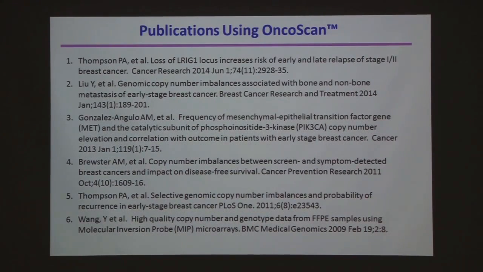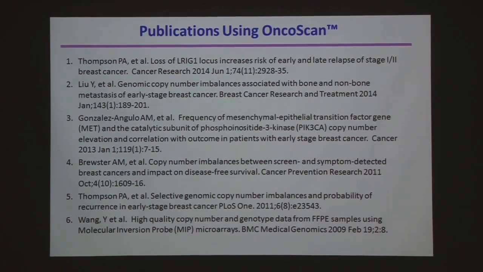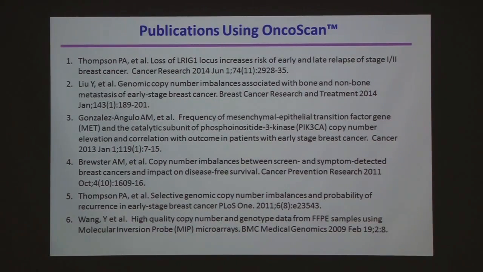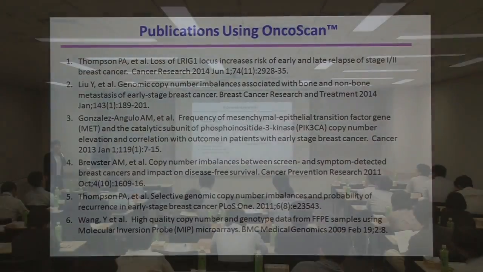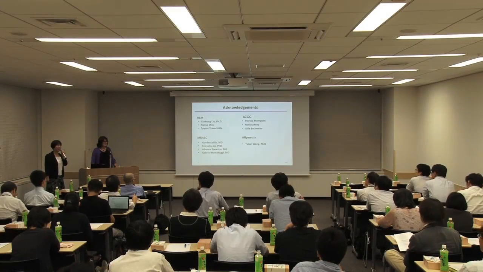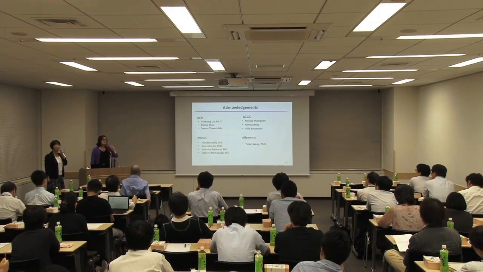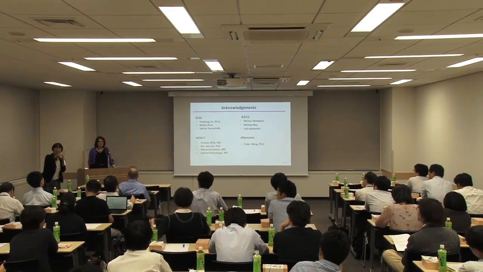So just in summary, we have now published about 6 papers with the copy number data, and we've been really impressed by how well these Oncoscans and the arrays work in our research activities. I'm happy to open this up for questions. Any questions? I'm happy to answer them now, or if you'd like to ask me later, I'll be standing around.